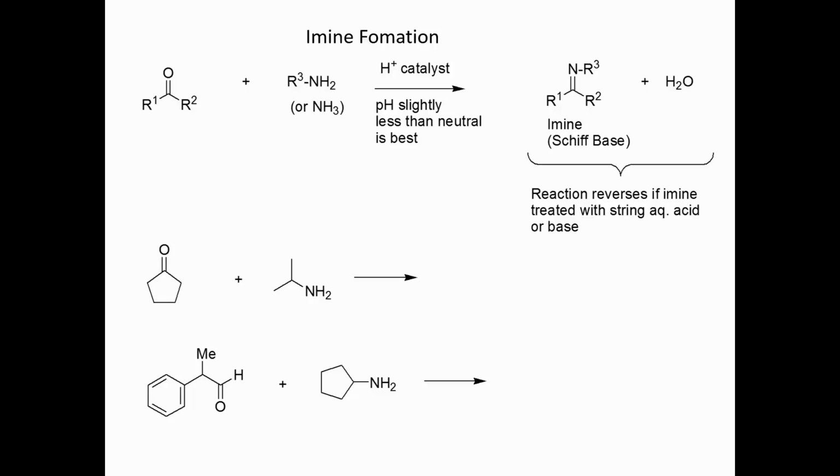Okay, in this video, we are going to look at the reactions of nitrogen nucleophiles with ketones and aldehydes, and most specifically amines. When we react a primary amine, like I've circled there, or ammonia, with a ketone or aldehyde in the presence of a very mild acid catalyst, the pH would be slightly below neutral, like 5 or 6.